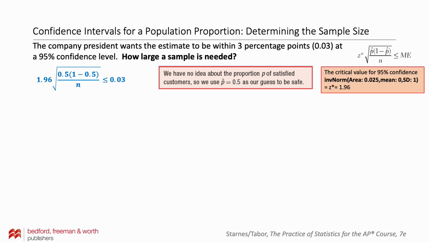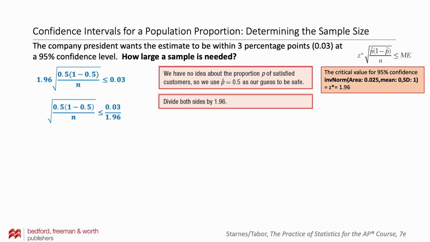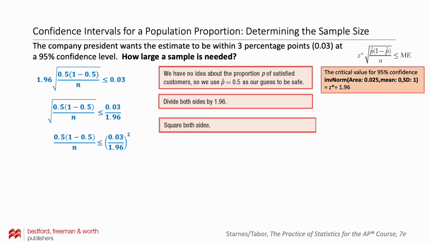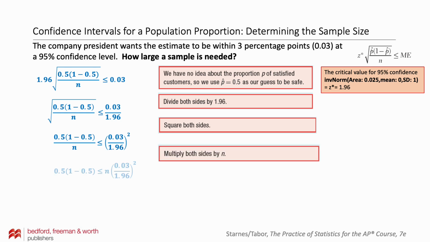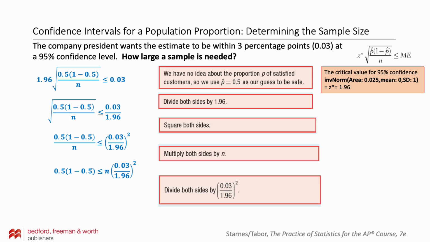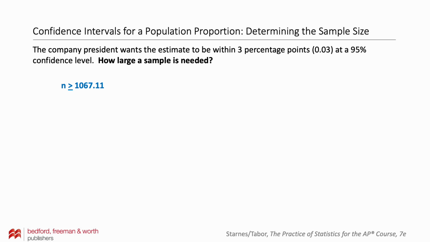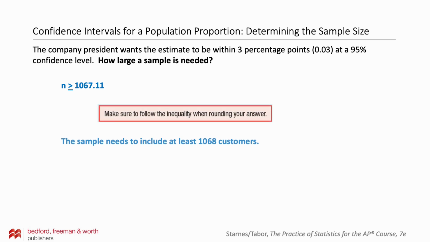So we're going to do our regular algebra to solve this inequality. We're going to multiply both sides by 1.96, and we're going to square both sides, multiply both sides by n, and then we're going to go ahead and divide. So we get n to be greater than or equal to 1067.11. So now we do need to interpret that information. So the sample that we need, the sample size, would include at least 1,068 customers. So we need to take that into account.